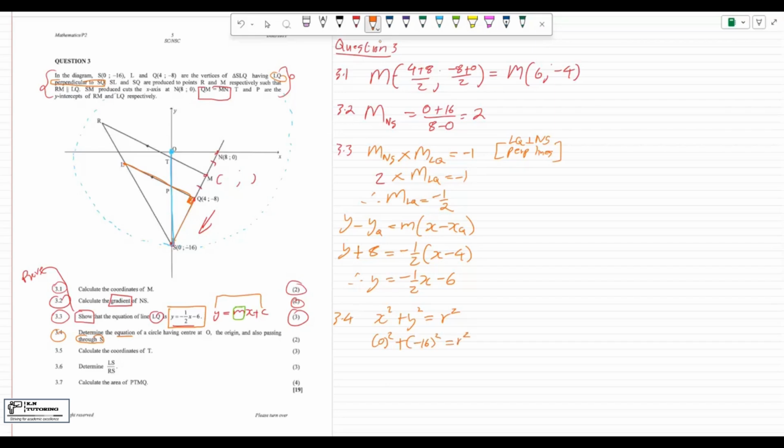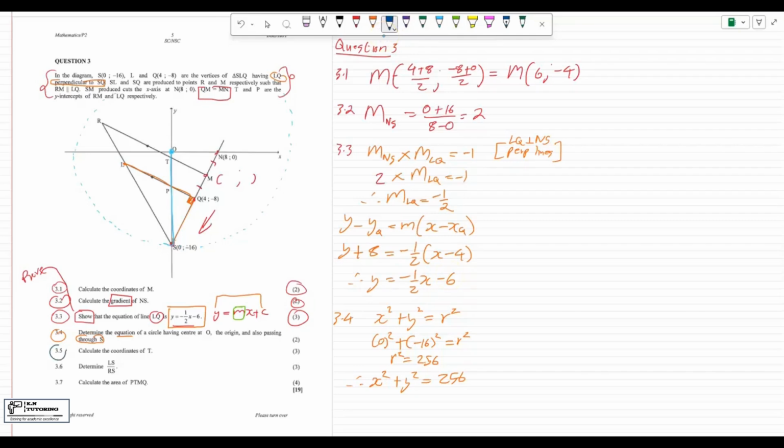And then 0 plus 16 squared, it's exactly that. 256. So r squared is equal to 256. There's no need to square root this. They didn't want the radius. They wanted the equation of a circle. So I can say, therefore, x squared plus y squared is equal to 256. Okay, beautiful stuff.